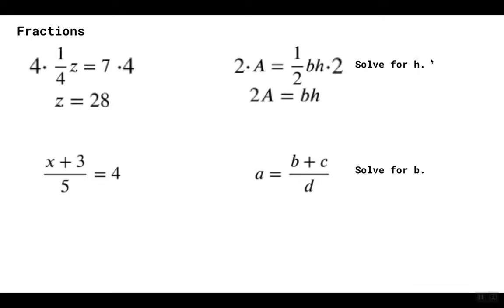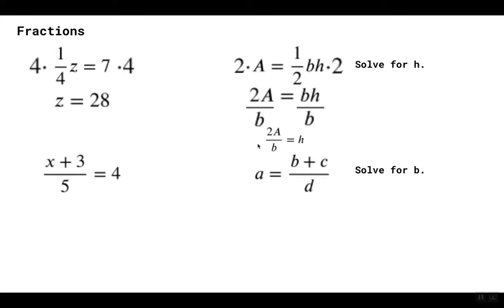But I'm not done. They told me to solve for H. So I've got B times H. So that means I need to divide both sides by B. So these B's will cancel, and I'm left with H equals 2A over B. There's not anything I can do with this, so I just copy.